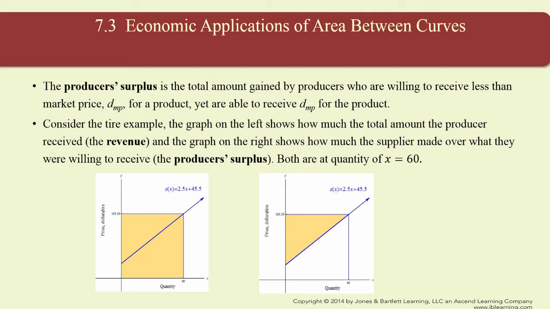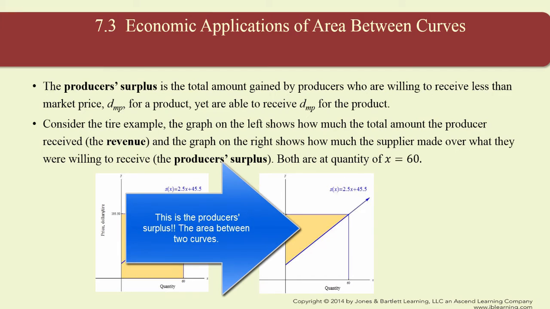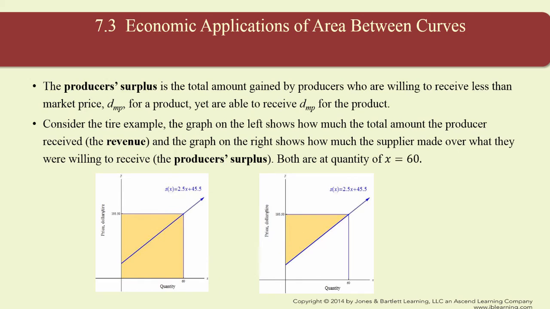Look at the graph on the right. That little triangular region is shaded. The graph on the right shows how much the supplier made over what they were willing to receive. That's the producer surplus. And again, notice both of them are at a quantity of x equals 60. So let me stop here before I go to the next slide.